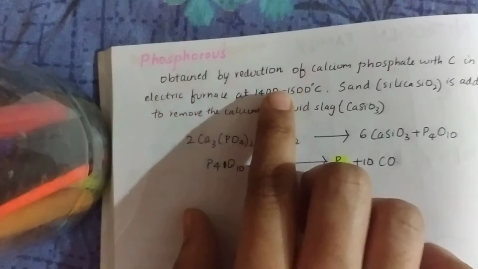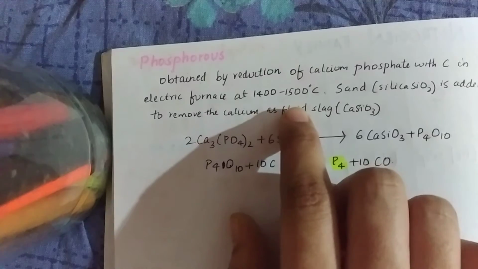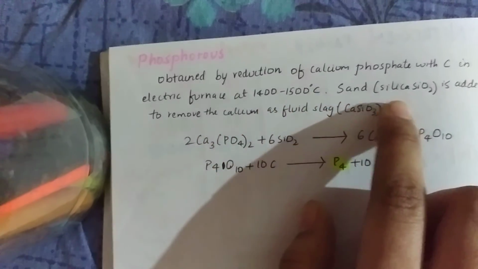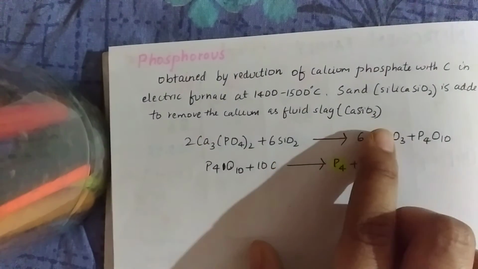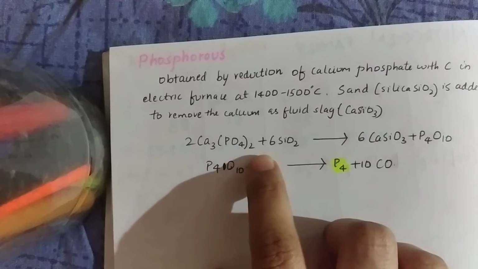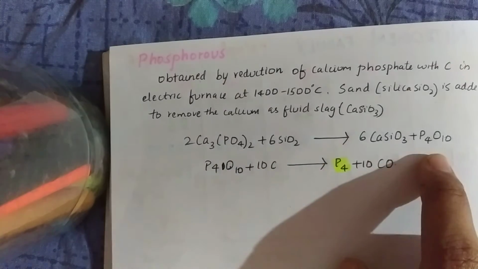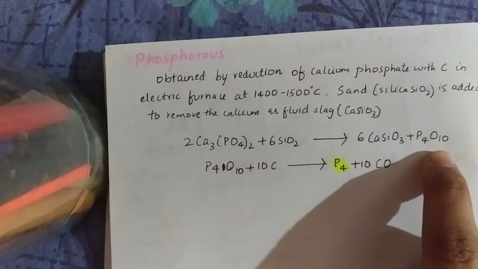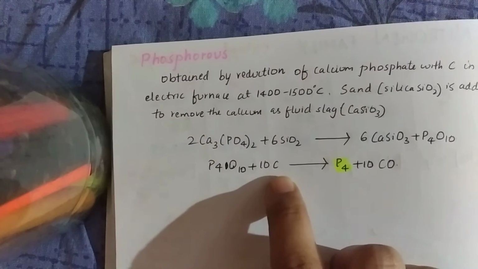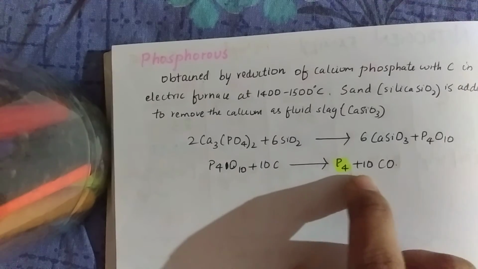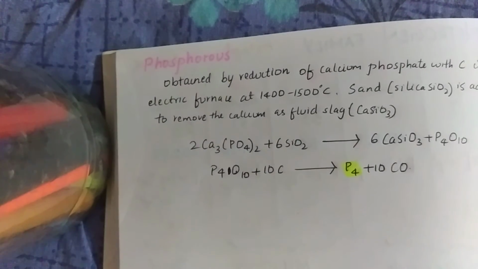We obtain phosphorus by reduction of calcium phosphate with coke in an electric furnace at 1400 to 1500 degrees Celsius. And we use sand. Sand is added to remove the calcium as fluid slag. And then we get Ca3(PO4)2 plus 6SiO2, we get 6CaSiO3 plus P4O10. We collect P4O10 from this reaction, and P4O10 is added to 10C and we get P4 plus 10CO. This is how we prepare phosphorus. This reaction is a bit complex, just remember it.